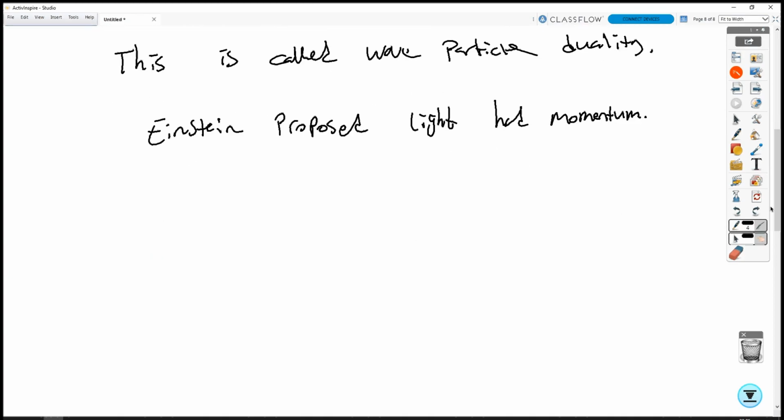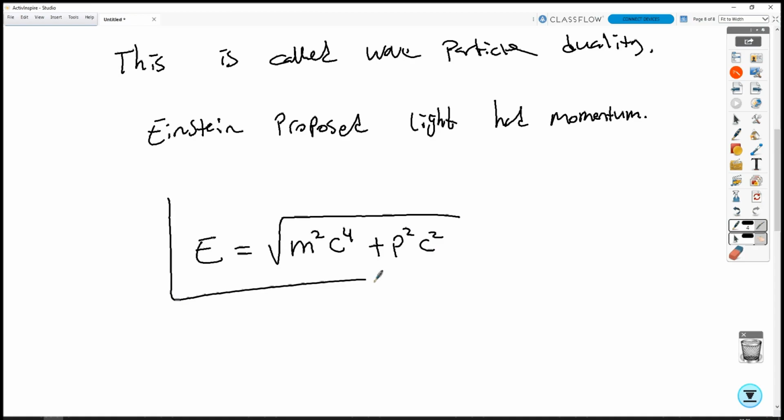So his equation, the full version of it, is E is equal to the square root of m squared c to the 4 plus p squared c squared. So let's see what happens to this equation during different situations. Let's take some stationary mass, for example, think of maybe a metal block. It's got some mass, it's not moving. So a non-moving metal block has 0 momentum.